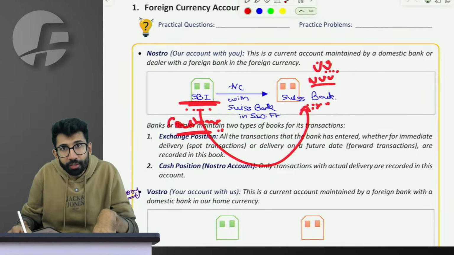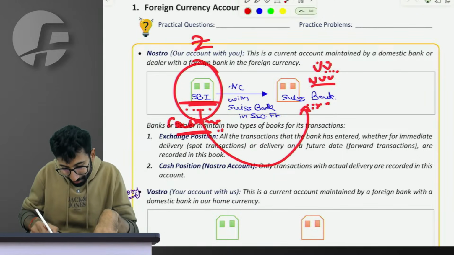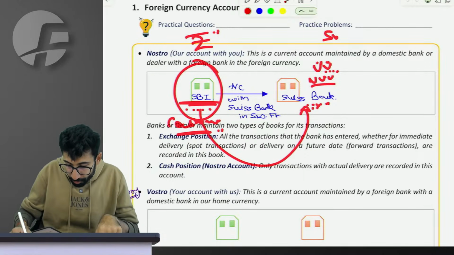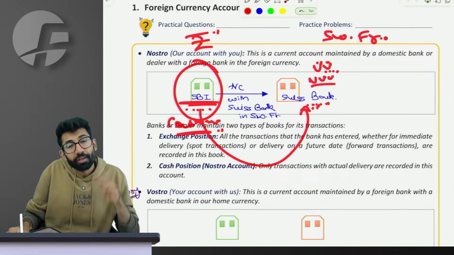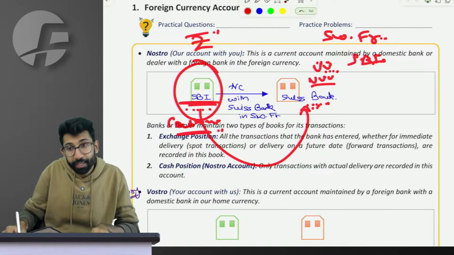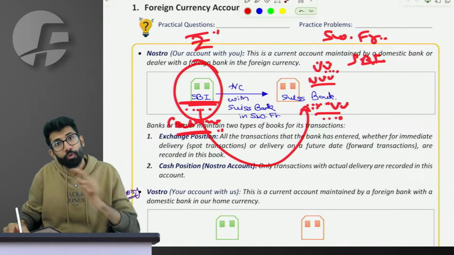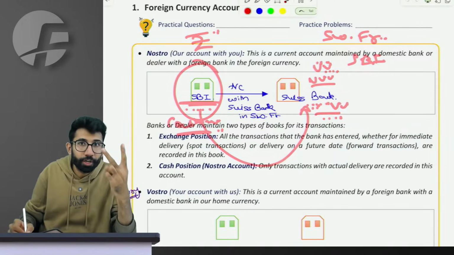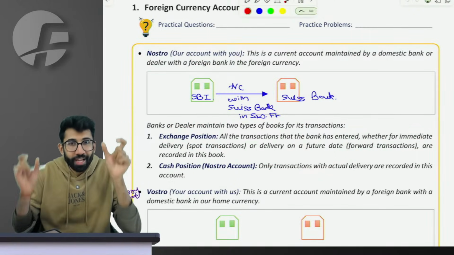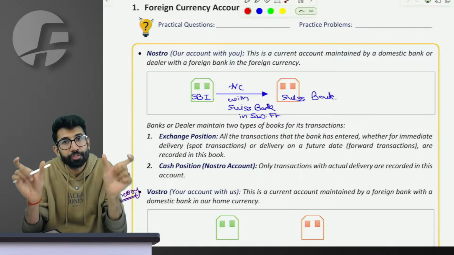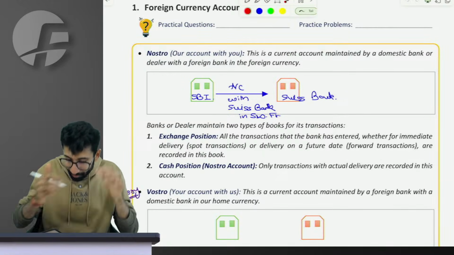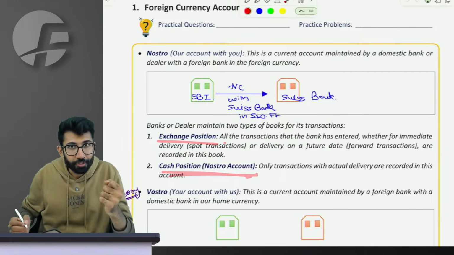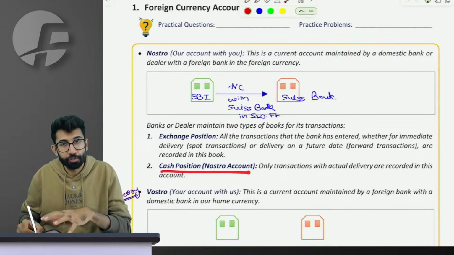So we will not learn to record SBI's rupee transaction. That is not what we are here for. We are here to record the Swiss franc transaction done by SBI from this particular account which is there with the Swiss bank. Are you understanding? We have to create two different ledgers, two different statements. One is called exchange position, another is called nostro account or cash position.